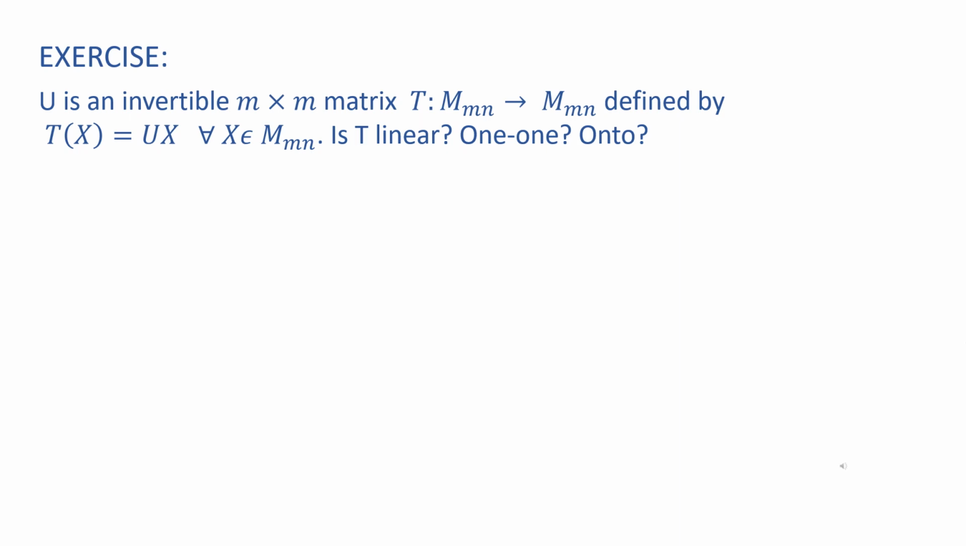As we discussed in my previous video, we have to check the two properties for checking whether T is a linear transformation or not. And the other tricky approach is that we just have to check whether it is bijective or not. If it is bijective, then T is a linear transformation. So we have to check it is one-one and onto.